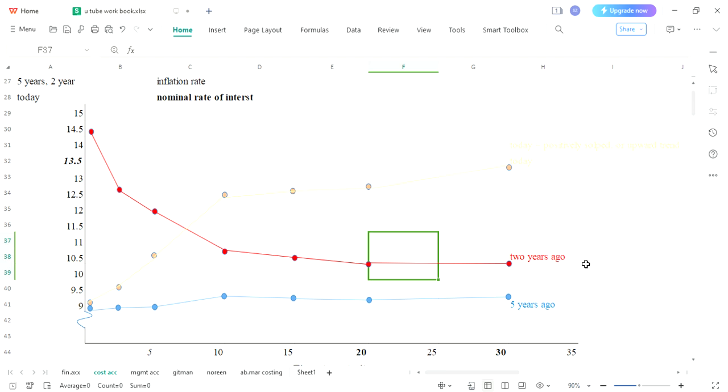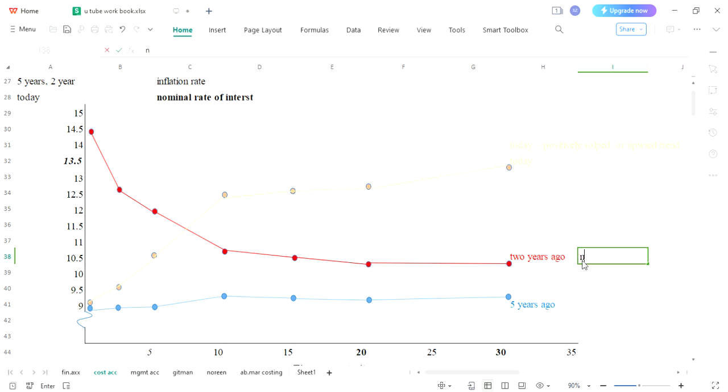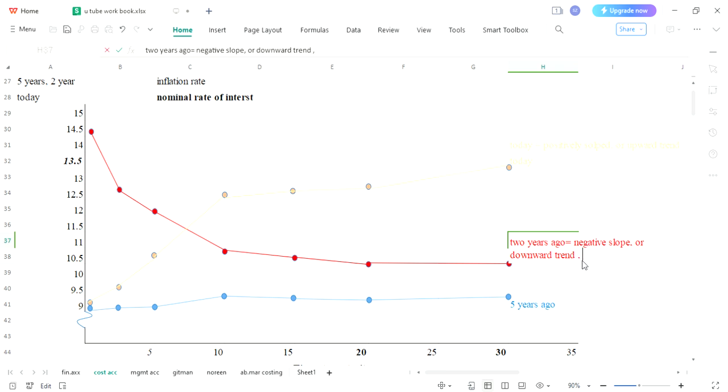So what conclusion will you make? We have negatively sloped. Let's write down over here. 2 years ago was having negative slope or downward trend.